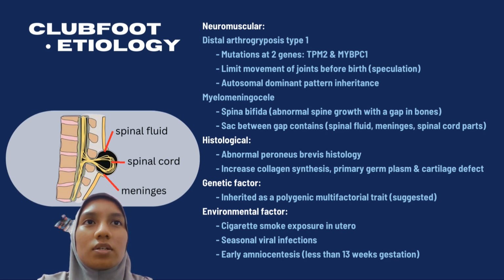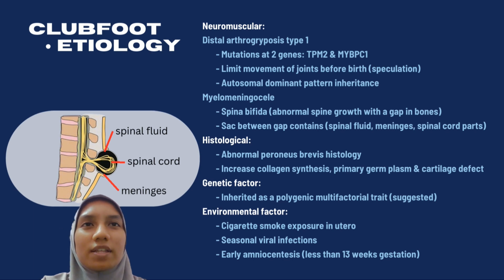Due to histological factor, it may be because of abnormal peroneus brevis histology or increase in collagen synthesis, primary germplasm, and cartilage defect. If it's because of genetic factor, it may be inherited as a polygenic multifactorial trait. And environmental factor may be due to cigarette smoke exposure in the utero, seasonal viral infection, or because of early amniocentesis. The exact cause of clubfoot is not fully understood, but it is believed to involve the combination of the genetic and environmental factors.